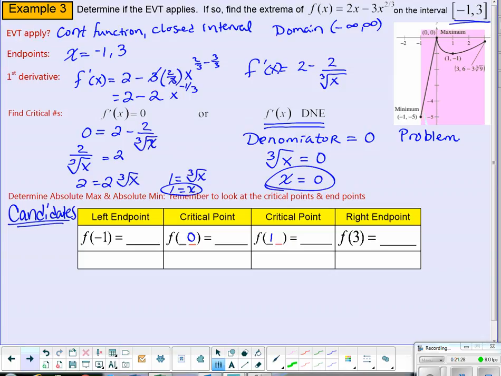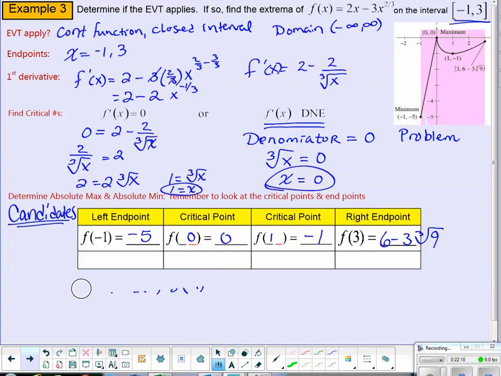Take and insert -1 into the original function. F of -1 would look like 2 times -1 minus 3 times -1 to the 2/3 power. If you do that work, you're going to get -5. If you put 0 into our original function, you will get out 0. If you put in 1, you're going to find it to be -1. If you put in 3, you're going to get 6 minus 3 cube root of 9.